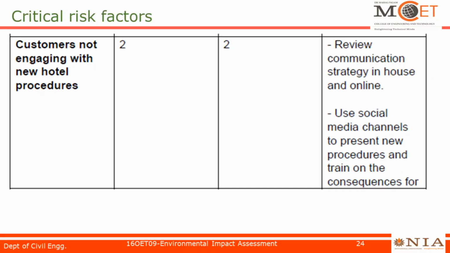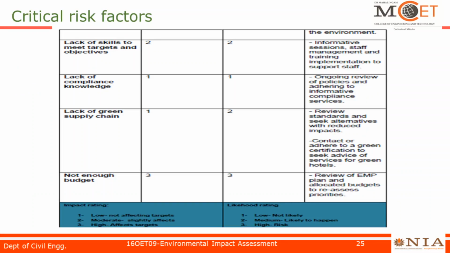Review communication strategy in house and online. Use social media channels to present new procedures and train on the consequences for the environment. Third one, lack of skills to meet the targets and objectives. This is also possible, likelihood is 2, and effect also will be 2. So what to do? Informative sessions, staff management and training implementation to support staff.